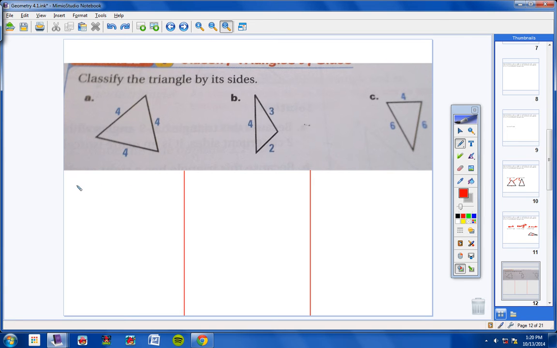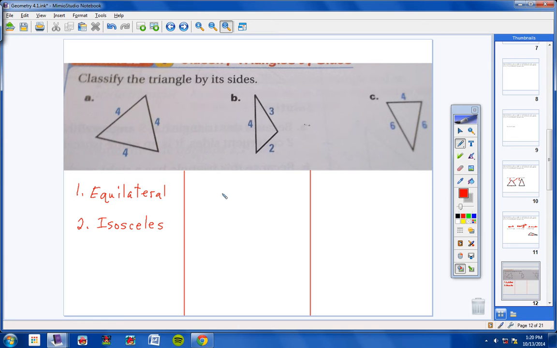All right, so here we go. This triangle here is called an equilateral triangle. However, it is also called an isosceles triangle. Because remember, students, an isosceles triangle must have at least two congruent sides, and we have at least two congruent sides. An equilateral triangle must have all three sides congruent, and we have all three sides congruent.